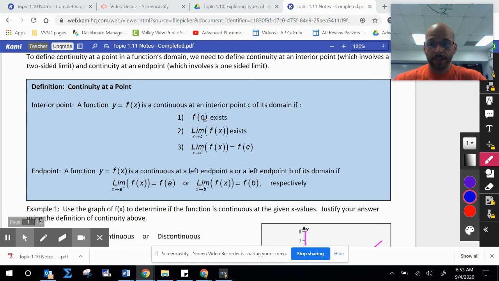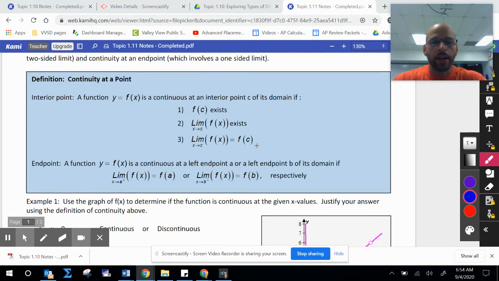It has to exist. Two, the two-sided limit, the limit from the left and the limit from the right, has to exist. And then ultimately, whatever I get for that limit has to equal whatever I get for that output. Okay. So those two things have to be equal. And number three is a really big idea. Ultimately, you can't have number three if the first two don't exist, because then the third one can't be true.